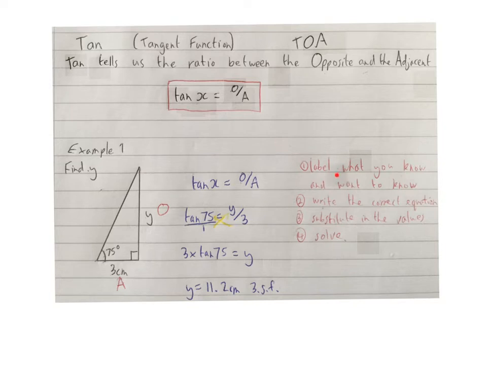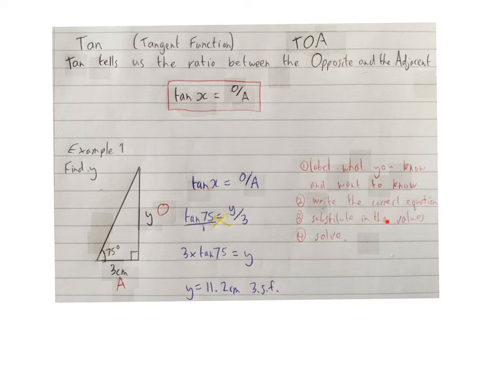You start off with labelling what you know. So we had a 3 centimetre side, we labelled that A, and what we want to know is this Y here, so we labelled that O. This is the hypotenuse, but we don't need to know it, and we don't have it either, so we didn't apply it. O and A should trigger in your brain after a while TOA, O and A, and the T standing for tan. So you write down the equation tan x equals opposite over adjacent.